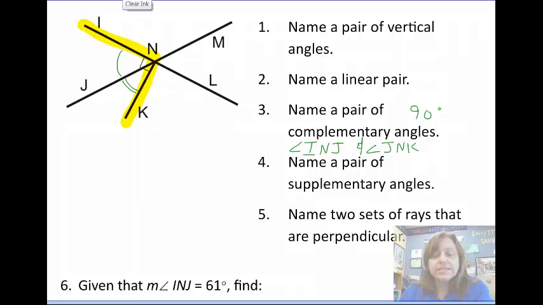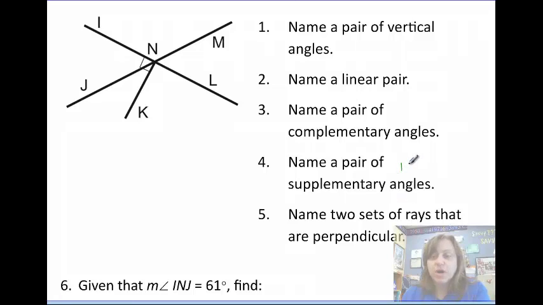For our next example, our question is to name a pair of supplementary angles. What's our magic number on supplementary? That's the 180 number. So we're looking for two angles that are going to make a total of 180, or in this case, because they're all adjacent angles, we want to look for that straight line. In other words, it's like a linear pair. Remember the definition of a linear pair. This goes right back to here. A linear pair has to be supplementary also.